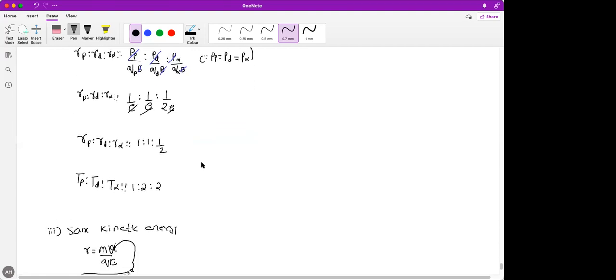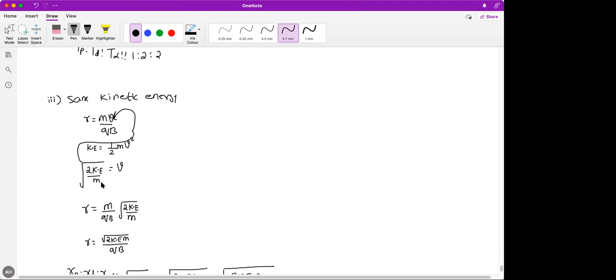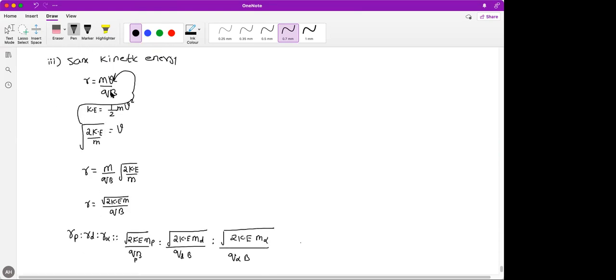That's the third part. If they are moving with same kinetic energy, I just converted the expression of radius, which is mv by qB, in terms of kinetic energy. This kinetic energy gets cancelled out. Just put the value of mass of neutron, mass of alpha particle, their charges, cancel them.